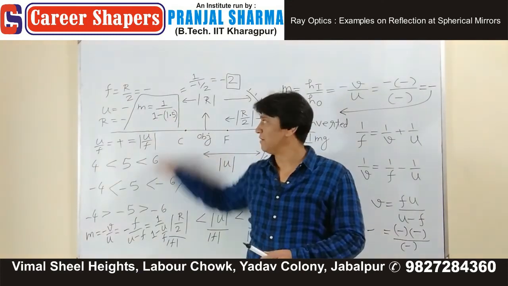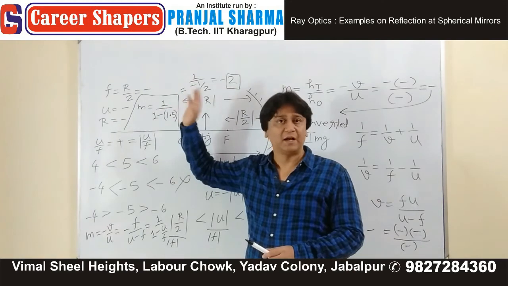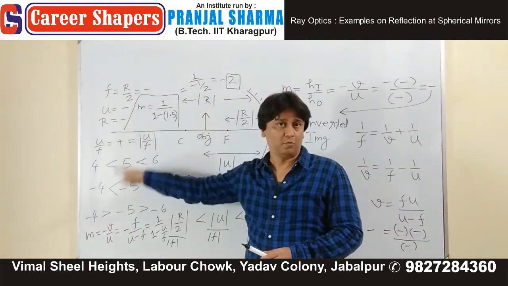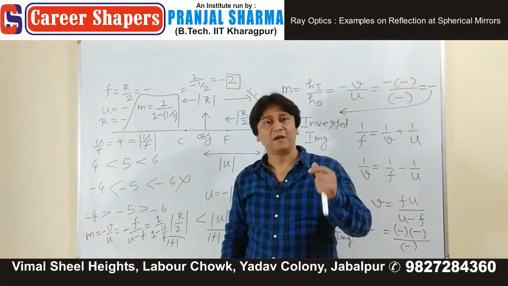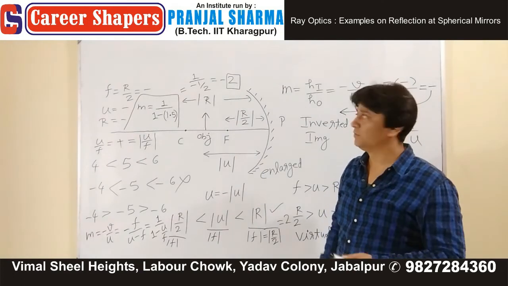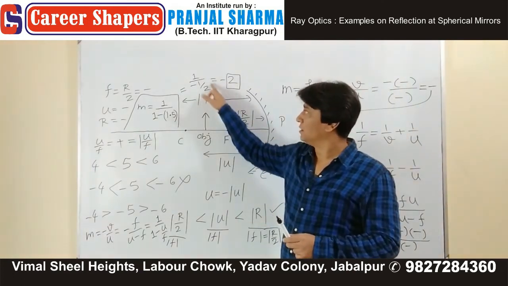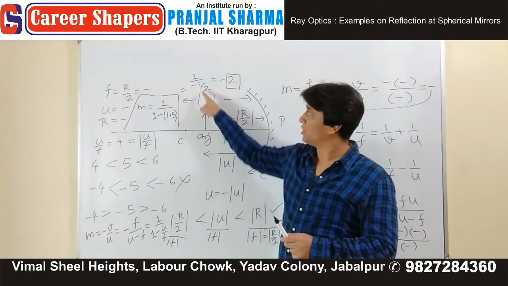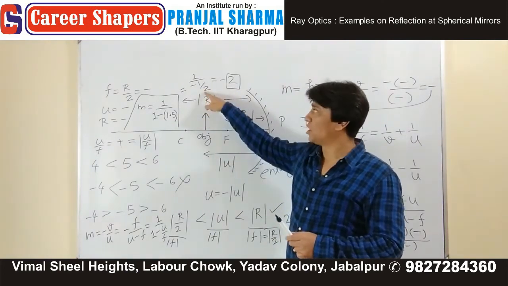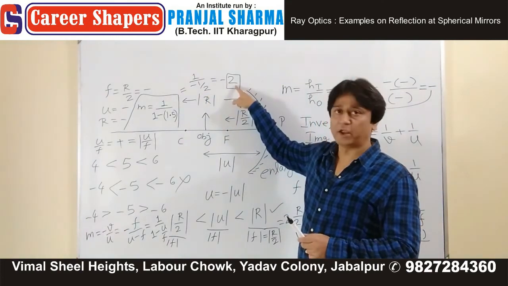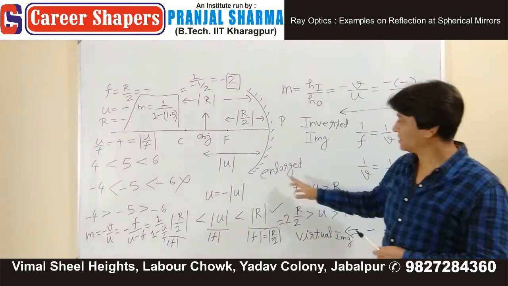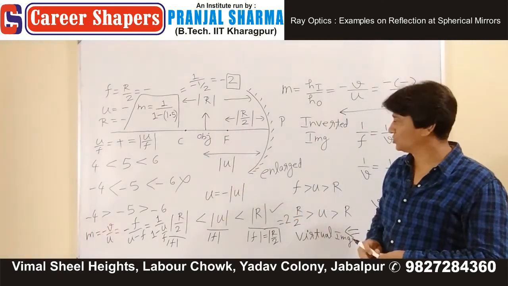Minus 1.5. Denominator will be greater than 1, and in that case your mod of m will be less than 1. So why did we do this whole analysis? So that we can prove denominator, forget the negative sign, denominator is always less than 1. If denominator is always less than 1, the whole thing will be more than 1. Forget the negative sign. That gives us an enlarged image.